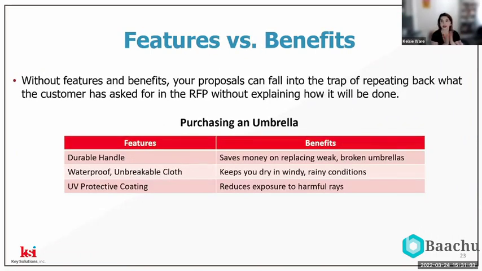And just an easy way to think about it, because it's very easy in proposals, you'll see it all the time where people kind of switch up what is a feature, what is a benefit. So the easiest way to think about it is a feature is what describes what you're actually getting. A benefit is why that thing is important. So for example, if we were purchasing an umbrella, if it has a durable handle, that's the feature. That's about the umbrella, right? But why do I care about it? It's going to save me money on replacing weak or broken umbrellas. So that's the benefit. So always make sure anytime that you present a feature, you also present a benefit, because the customer is buying the benefit, not the feature.